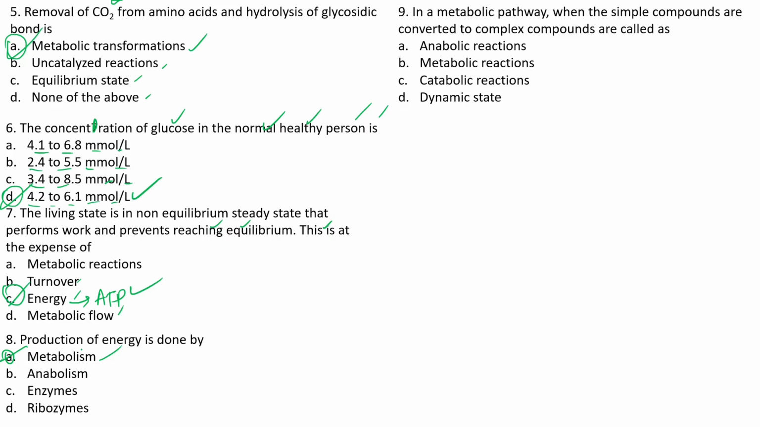Moving on, in a metabolic pathway, when simple compounds are converted into complex compounds, they are called anabolic reactions. Metabolic reactions, catabolic reactions, dynamic state. Catabolic reactions are those where complex compounds are converted into simple compounds, right? And metabolic reactions are the sum of both anabolic and catabolic reactions, right? Whereas anabolic reactions are mainly involved in the conversion of simple compounds to complex compounds.